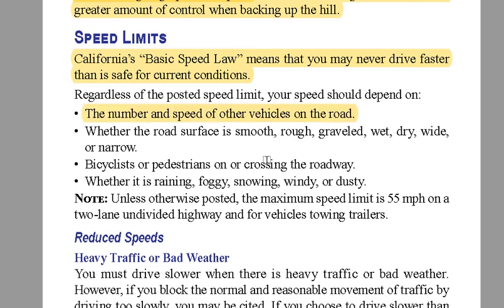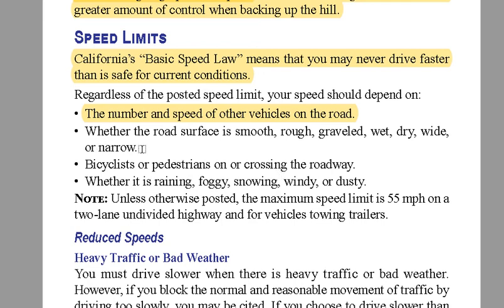The number and speed of other vehicles on the road. So if there's a lot of vehicles on the road, you may have to slow down because it's not safe to speed. And the word on that one would be the number. Number is your word. That's your answer for your fill-in later.